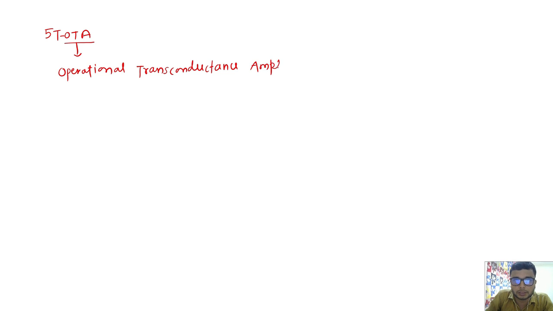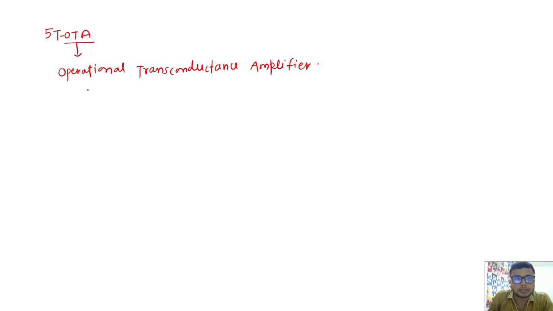Okay. So the first common question one can be asked is, what is this 5 transistor OTA? Why is the term OTA there? I think all of you know that it stands for operational transconductance amplifier. I'll tell you why it is operational and why it is a transconductance amplifier.